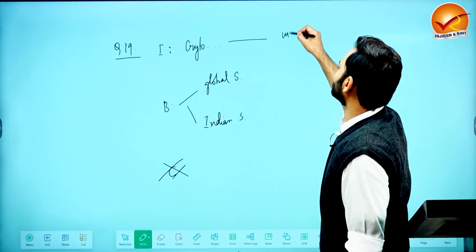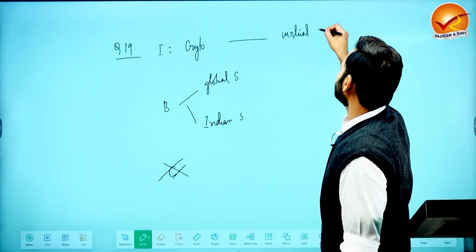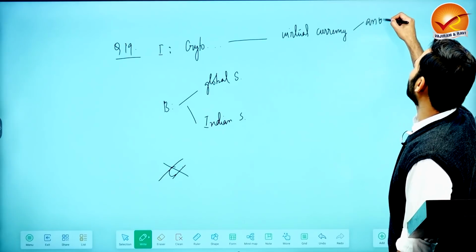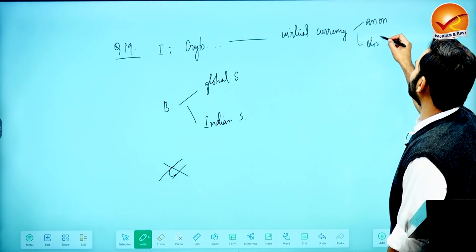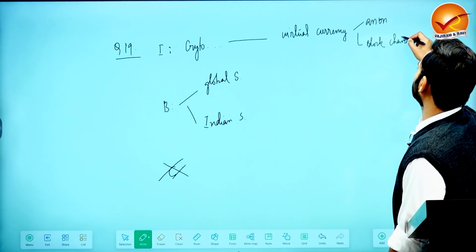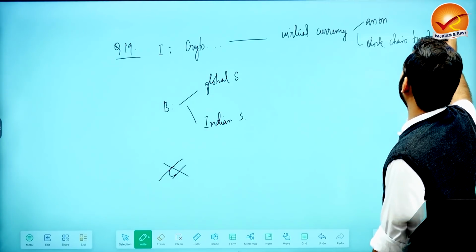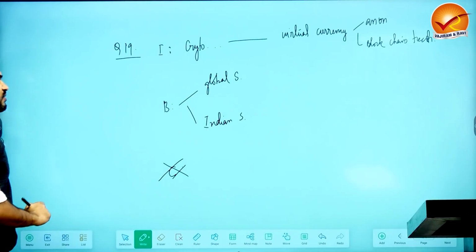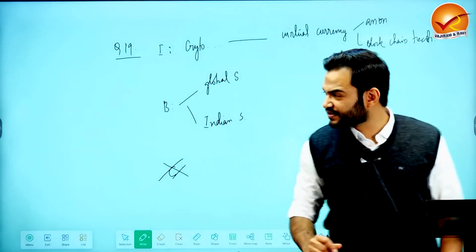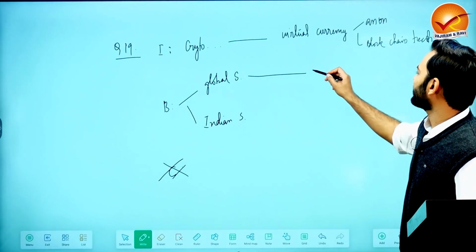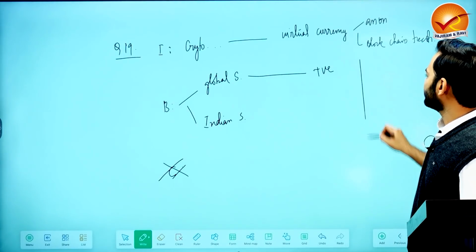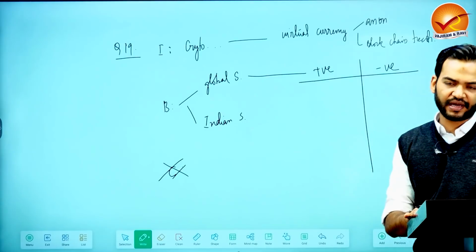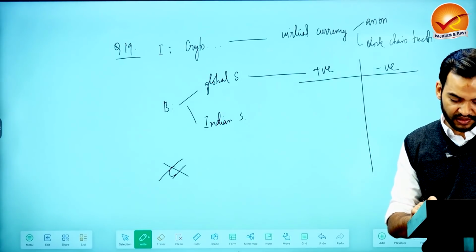So what is cryptocurrency? You know, these are virtual currencies which work on anonymity and blockchain technology. Now, how does it impact global society? So we can write the impact, positive and negative. So what is the positive impact of cryptocurrency on global society?